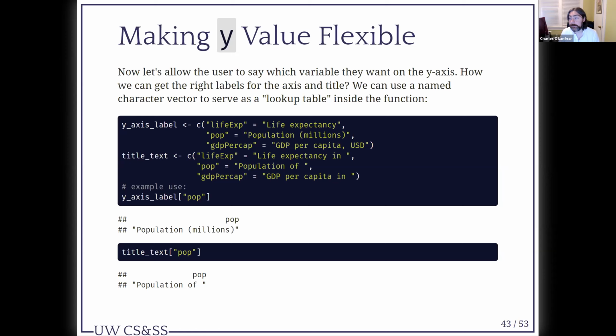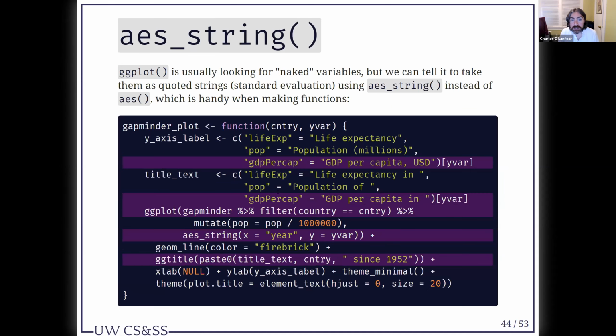This means if I have the user provide pop as an argument for the variable, I can use it to select the correct variable and the correct y-axis label and the correct title text using just pop in quotes. This is very powerful, and we'll see it in the function in a second. Okay. The thing is, to use that inside of my function, I'm going to have to put these lookup tables inside of the function.